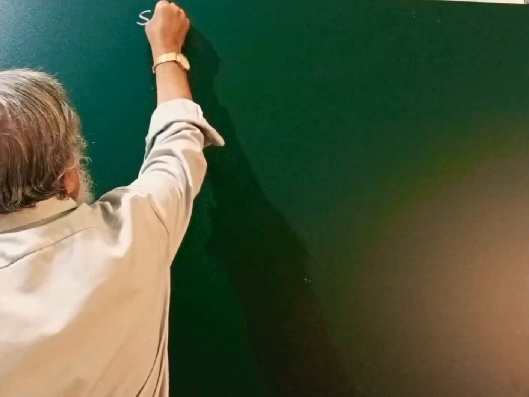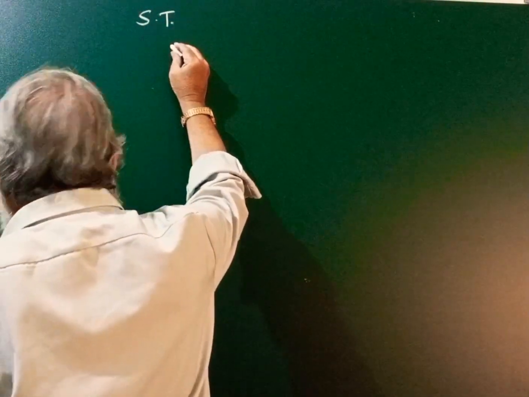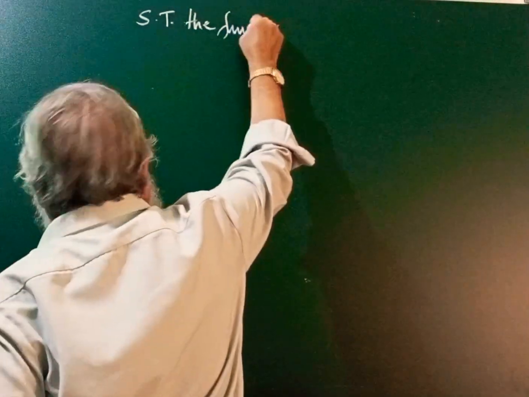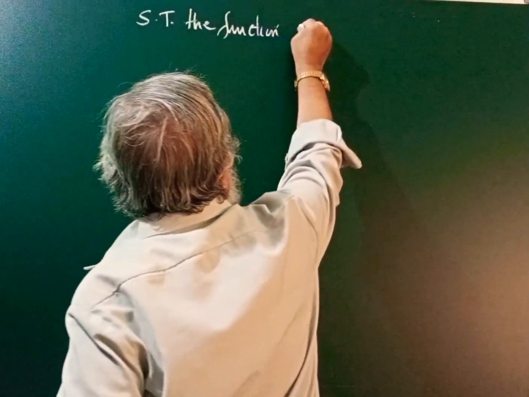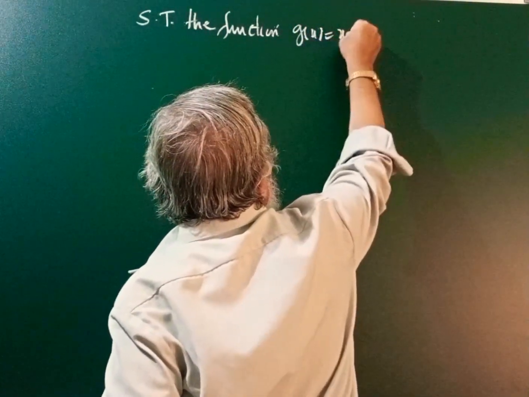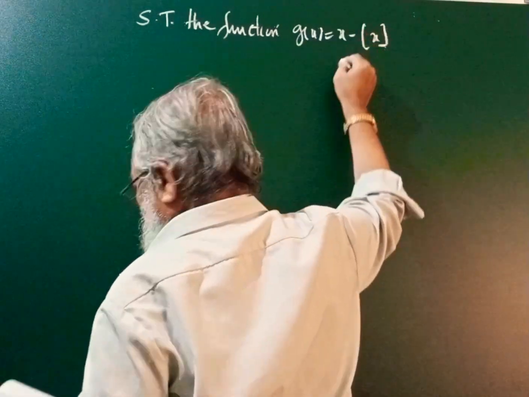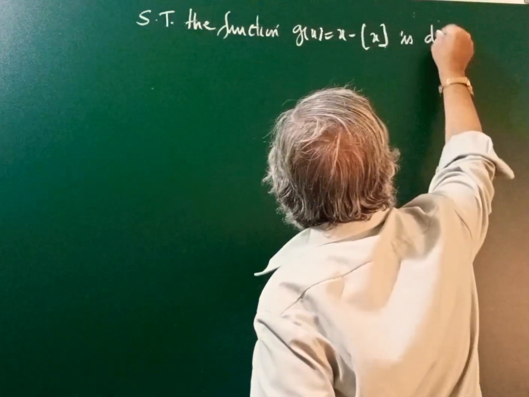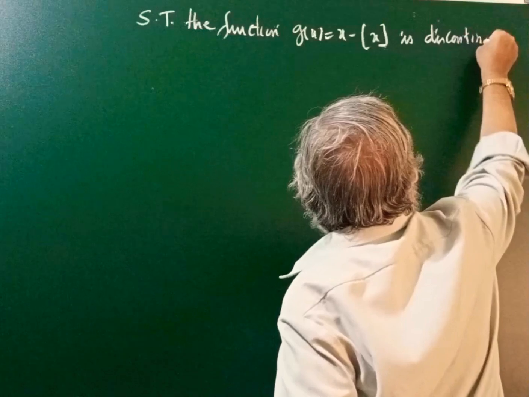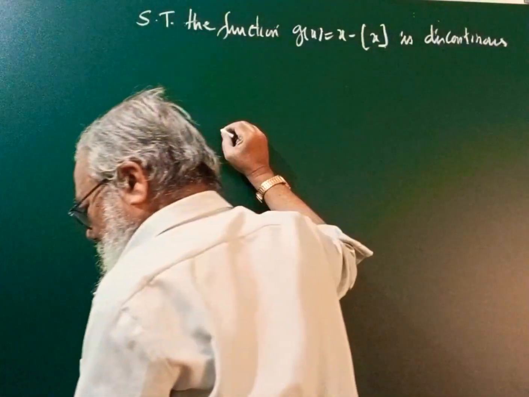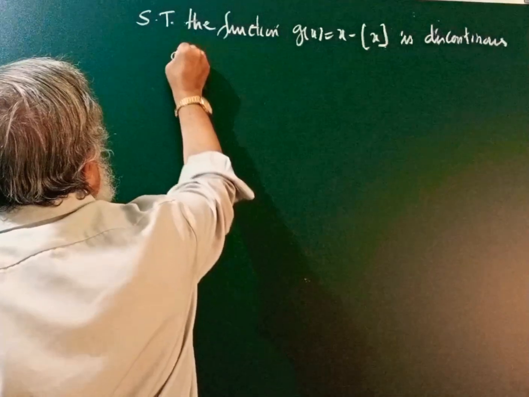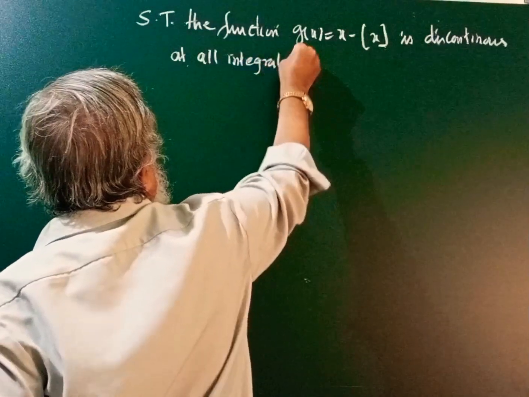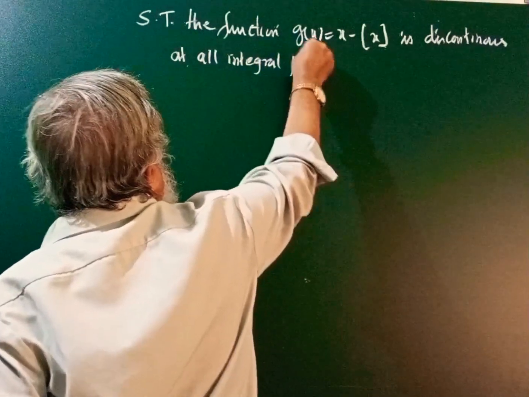Show that the function g(x) is equal to x minus the greatest integer function of x is discontinuous at all integral points.